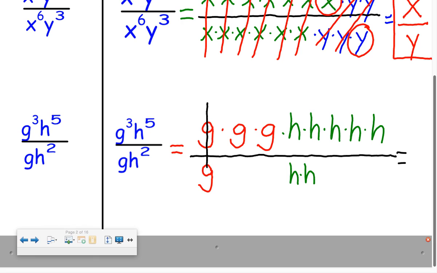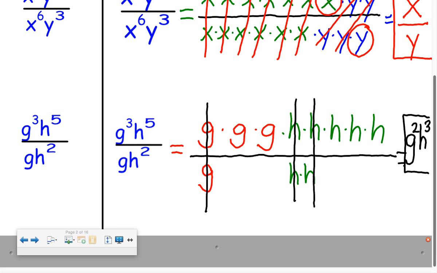Alright, so these two g's can cancel. I don't have any more on the bottom, so I have to leave the 2 on the top. And then I have 2 sets of h's that can cancel. So on the top, I'm left with g squared, and on the top I'm left with h to the 3rd. Now there's nothing left on the bottom, so I am done. My answer is g squared h to the 3rd. You could put it over 1 if you wanted to, otherwise just leave it as g squared h to the 3rd.